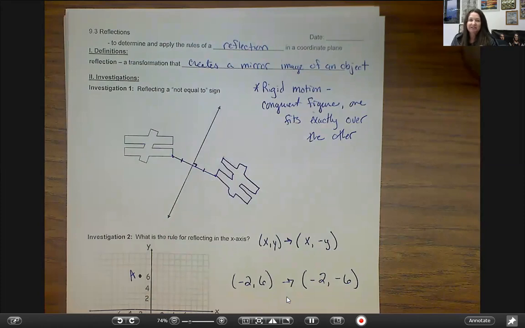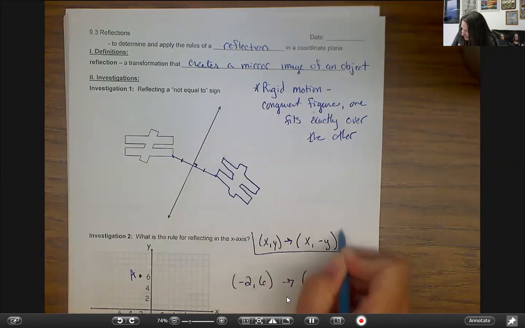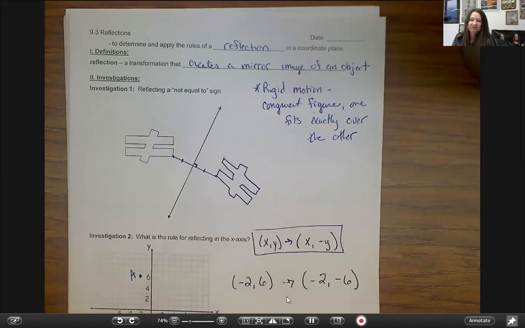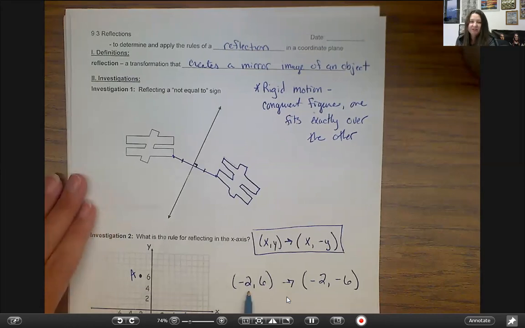Now, when we look at common reflections, which we're going to do here, we're going to look at rules that will work algebraically for certain scenarios. Oftentimes on a graph, we will reflect or flip over one of the axes, either the x-axis or the y-axis. So here is what will be my algebraic rule for flipping over the x-axis. But I want you to investigate that. Look at how this would occur with a point.